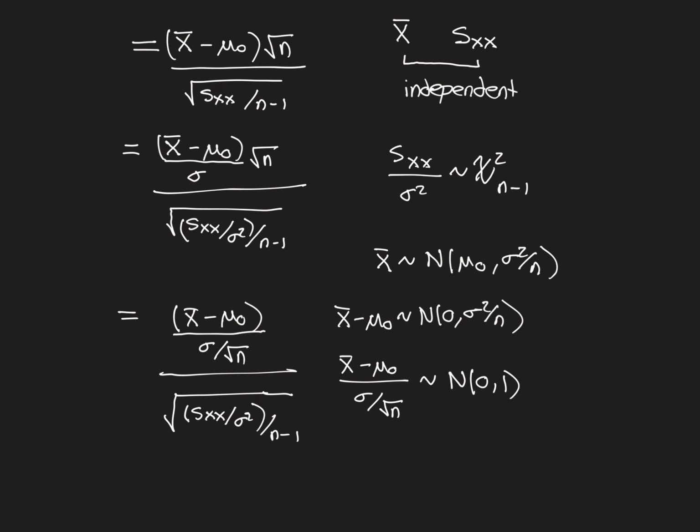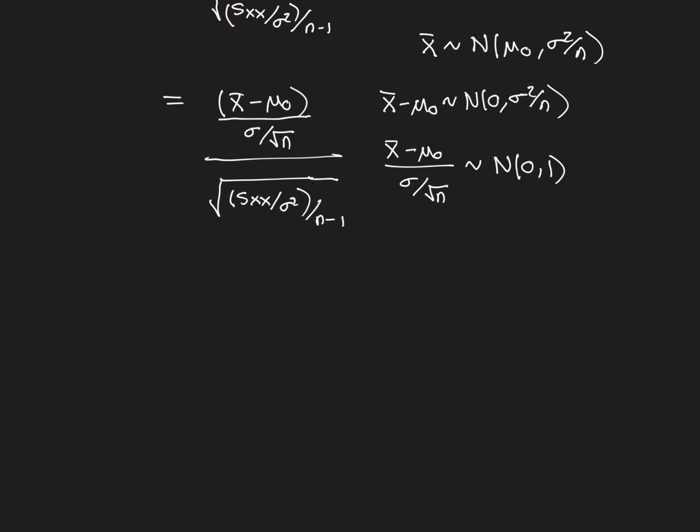And because x bar and sxx were independent, all we've done is modify them with some constants, so that won't change their independence. So this thing here, which is normal 0, 1, is independent from this thing down here, which is chi squared with n minus 1 degrees of freedom. So you're literally dividing a normal 0, 1 distribution by the square root of a chi squared distribution with n minus 1 degrees of freedom divided by its degrees of freedom, and they are independent.